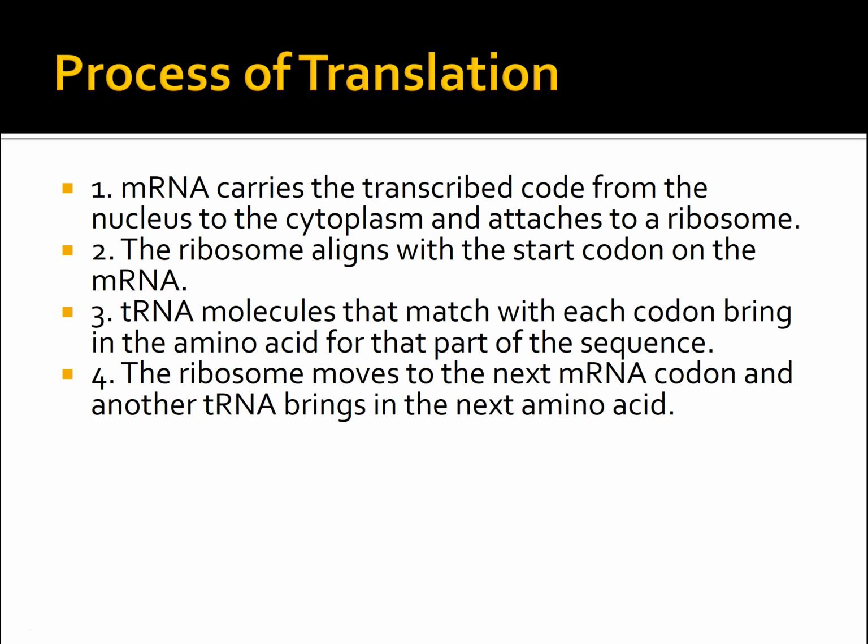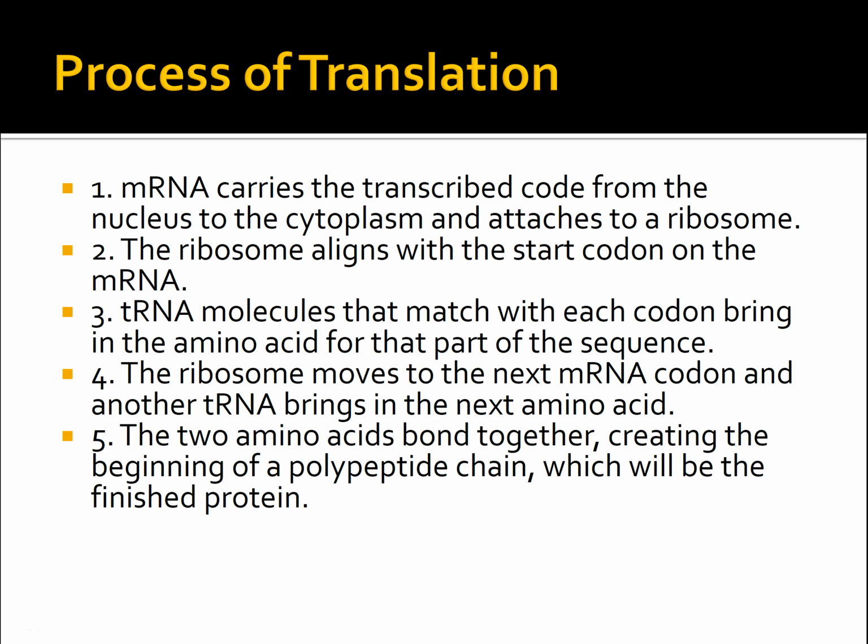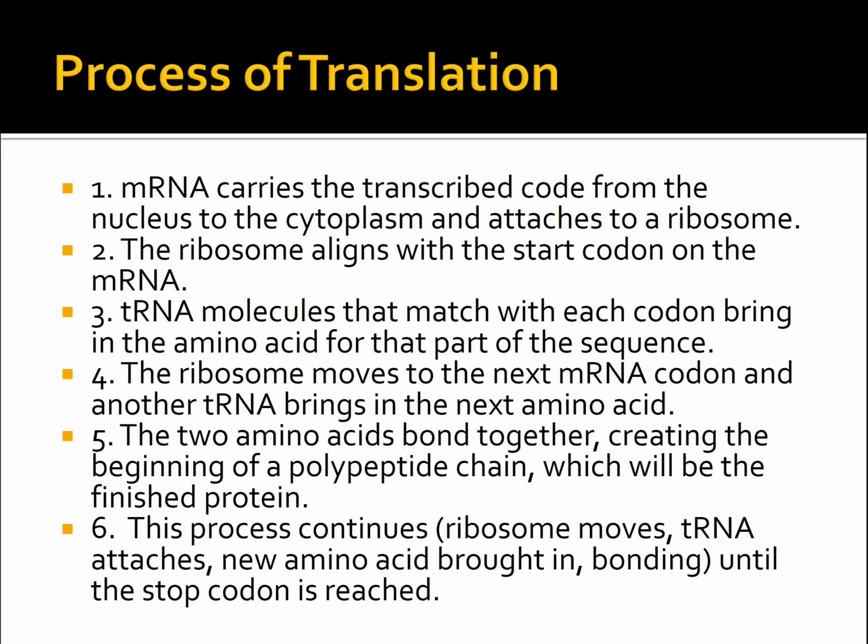The ribosome moves to the next mRNA codon, and another tRNA brings in the next amino acid. The two amino acids bond together, creating the beginning of a polypeptide chain, which will be the finished protein. So the two amino acids bond together with what's called a peptide bond, and that whole peptide chain of amino acids is eventually going to be called a polypeptide chain, poly meaning many.